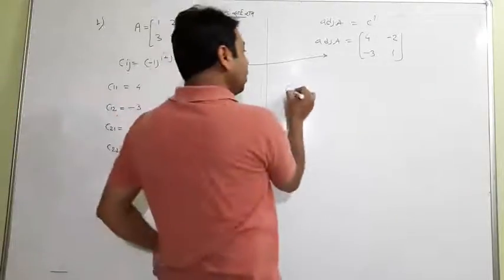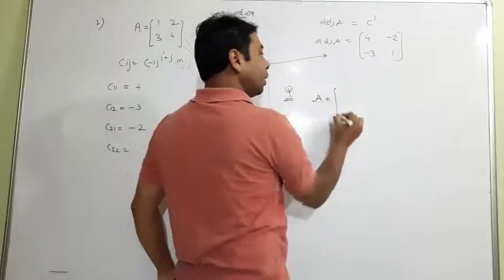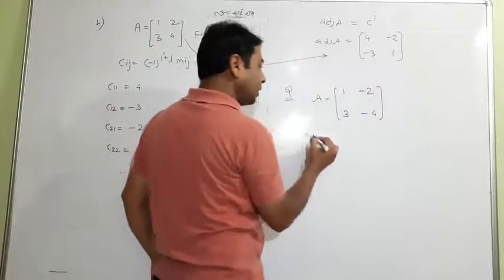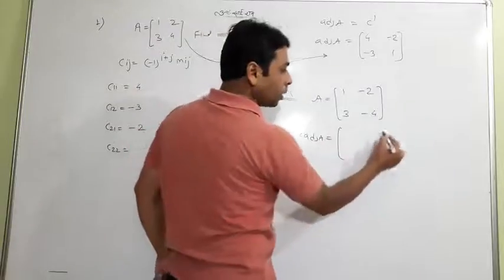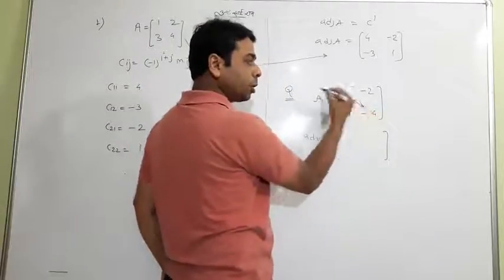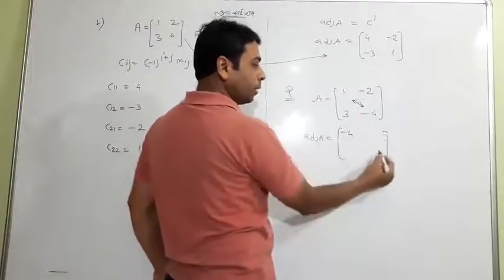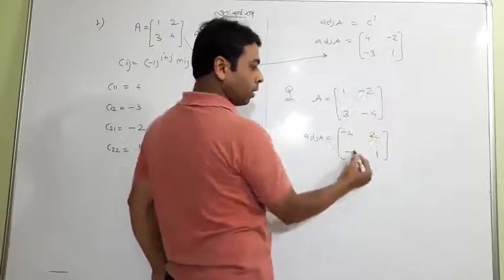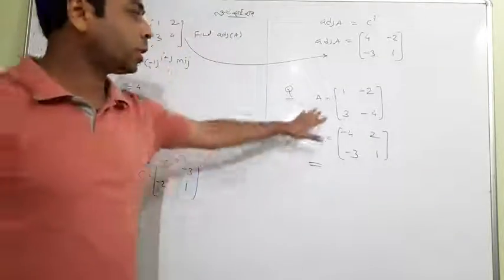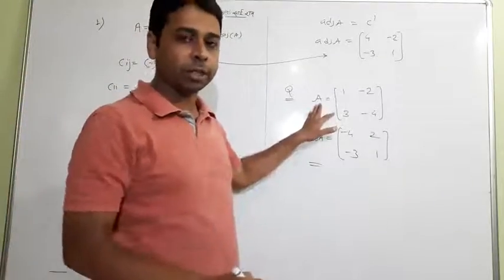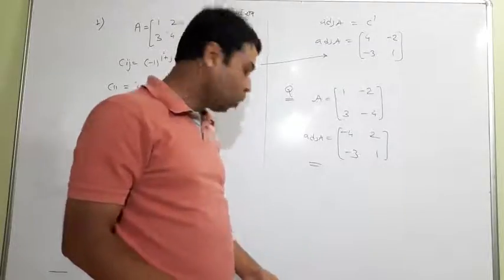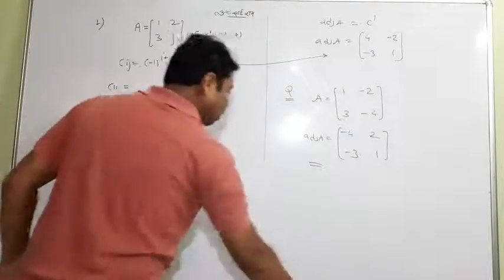If I put a question for you that it is 1, -2, 3, -4, find its adjoint A. So what is the short trick? Interchange them: -4 right here and 1 here, and change the sign only. It is 2, it is -2. That's the answer. So this is just for 2x2 matrices, but for 3x3 you have to do it completely. Okay, student, that was the initial thing to tell you.